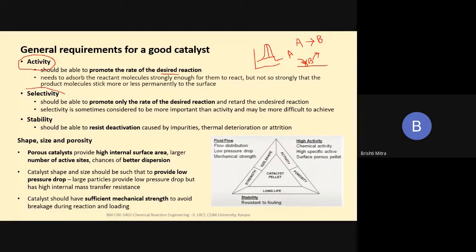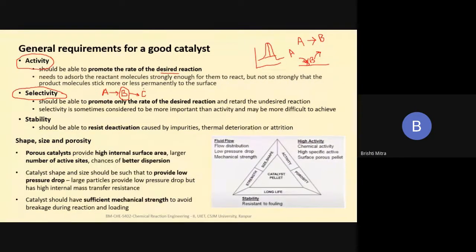The second thing is called selectivity. So what is selectivity? Suppose we have a reaction like this, A going to B going to C. I have written a series reaction; we can also have a parallel reaction. B is my desired product. Then the catalyst should be such that it promotes the first step, that means A to B, and it should not promote the next one, that is B to C. This should not be encouraged, and it should only encourage this part of the reaction. It should be able to promote only the rate of the desired reaction, and retard the undesired reaction.